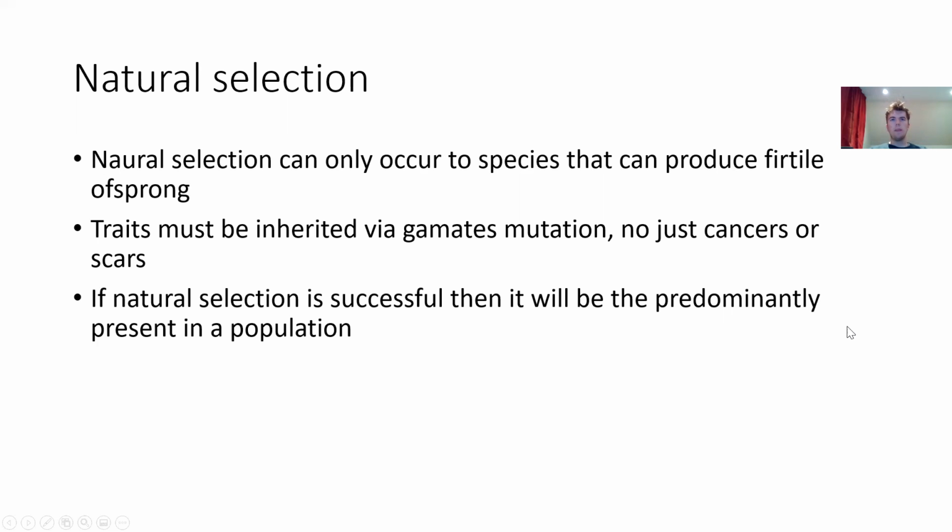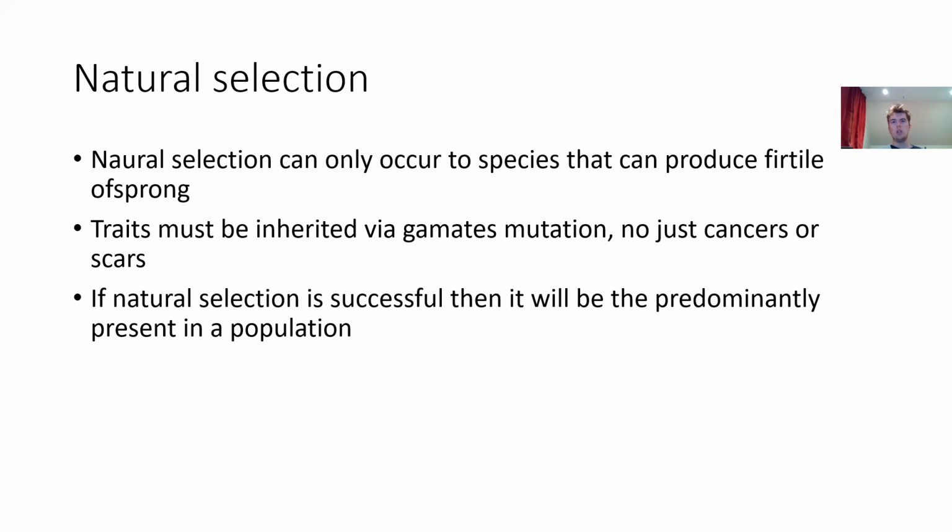Natural selection. Natural selection can only occur in a species that can produce fertile offspring. So obviously, if a species can produce fertile offspring, it will be able to pass on the genetic material. Traits must be inherited via gamete mutation, not just cancers or scars. So if any traits are to be inherited, they must go through the gametes. Because if it occurs to you, for example, a scar, there's no way you can pass it on. It's not in your gametes, so it won't genetically be passed on.